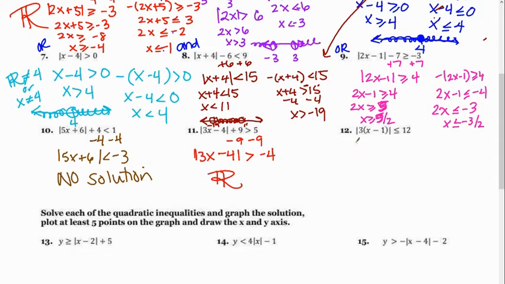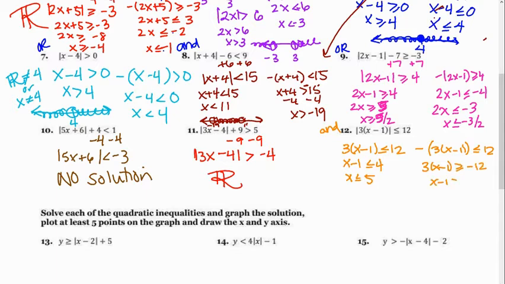All right, so this isn't one where you isolate. Okay, so 3x minus 1, and this should be an and problem, is less than or equal to 12. I'm going to divide by 3, so x minus 1 less than or equal to 4. Add 1, x less than or equal to 5. Now my other side, now I'm going to divide. Get -12, divide by 3. Add 1.